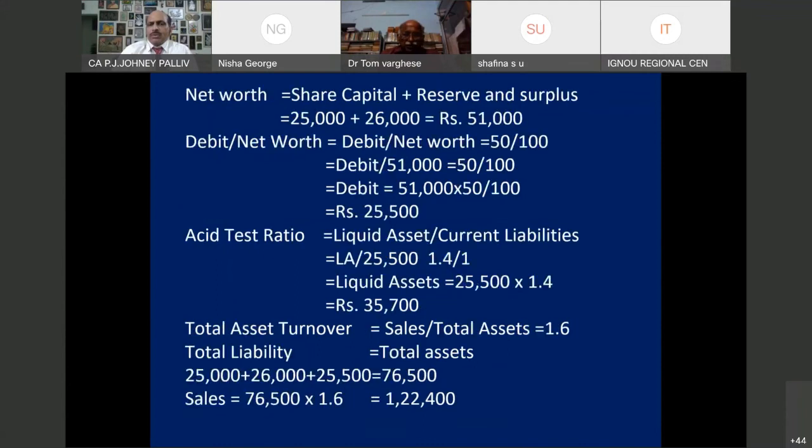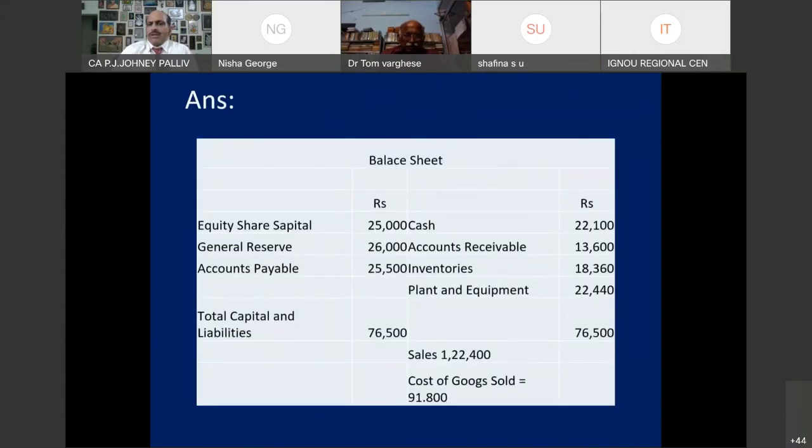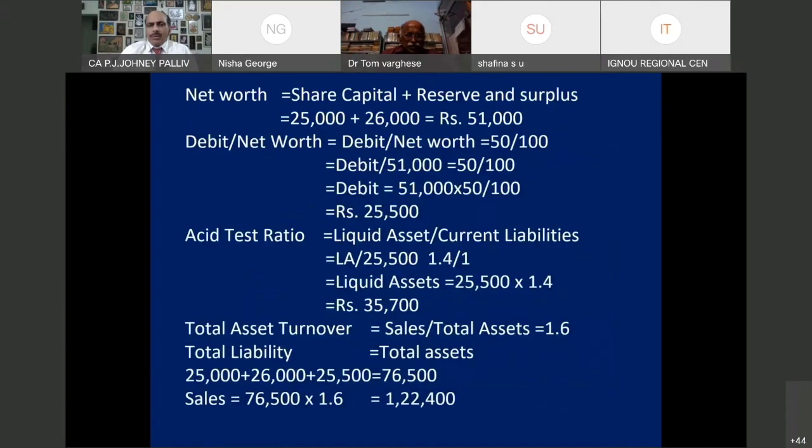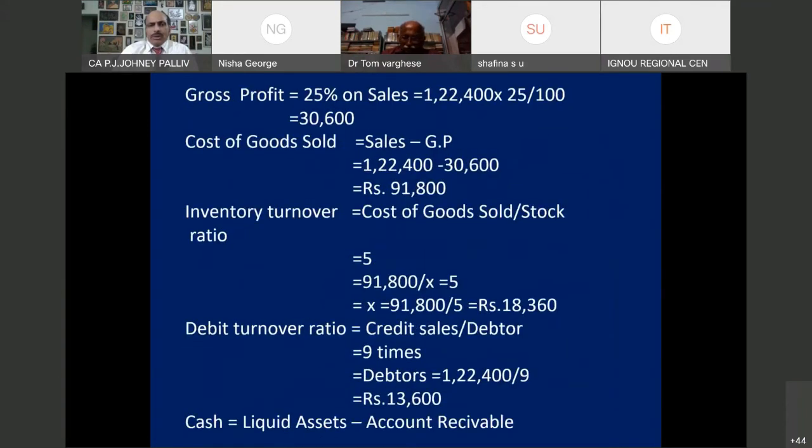So, that figure we are taking in the balance sheet. Inventory 18,360 is given. Now, we will come to debtors. It is debtors turnover ratio, not debit turnover ratio. What is the formula for debtors turnover ratio? Credit sales divided by debtor.